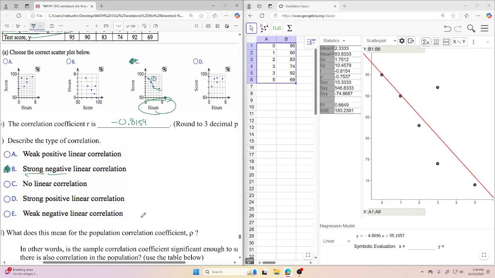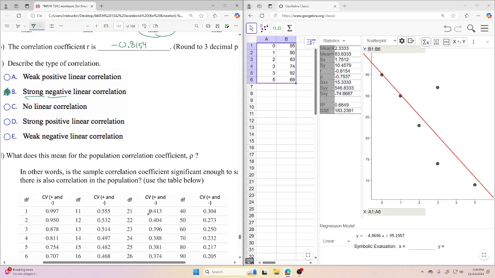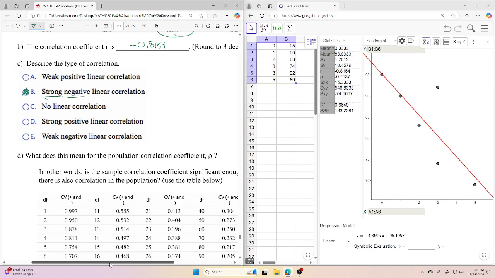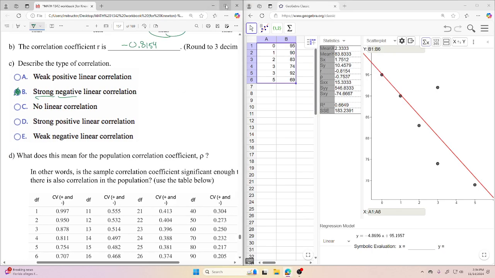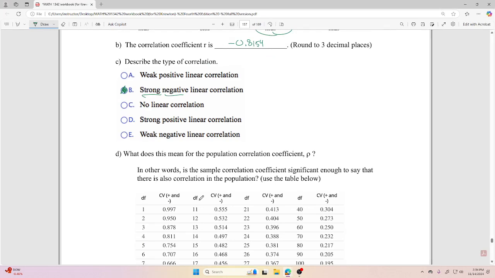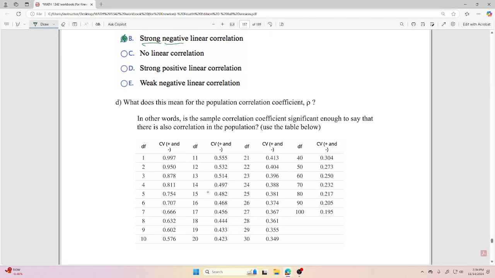Oh, there were other options. Well, we didn't need them. So what does this mean for the population coefficient? Let's full screen it for a second. That's actually a rho. That's a rho character. It's a Greek letter for R. That's how you pronounce it. It's rho.